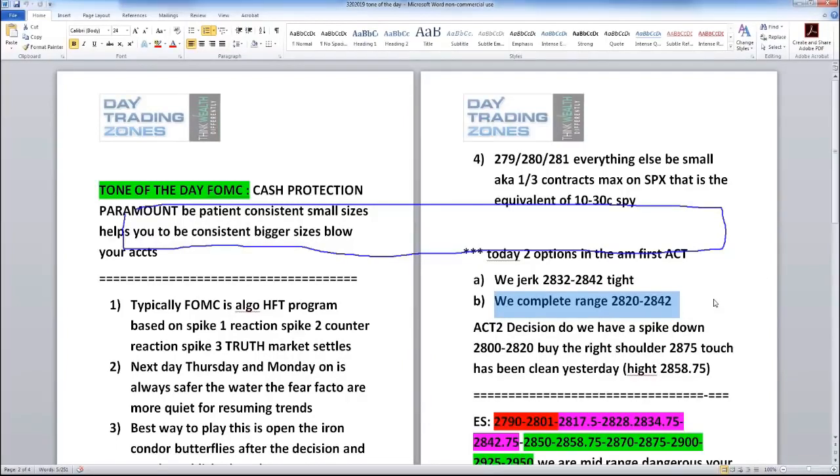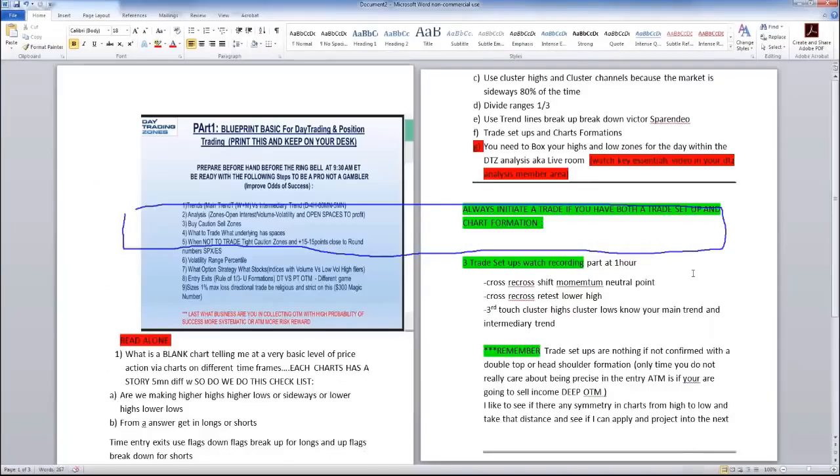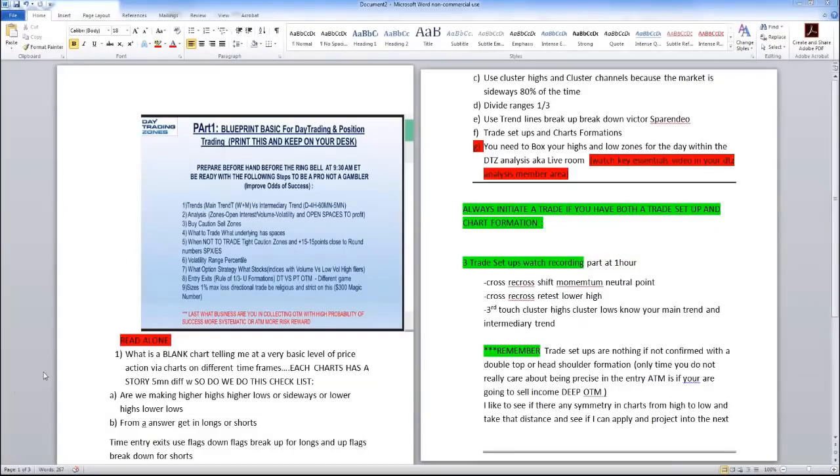Okay, close to these things. Yesterday's high was 28, 58. So you need to prepare in the morning. The person who is prepared wins everything in life.